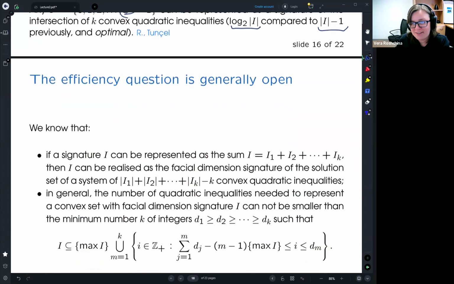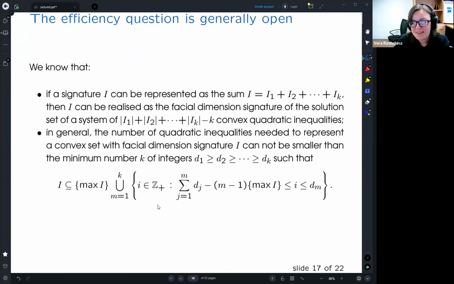And an open problem is to find the smallest number of convex quadratic inequalities that can represent a convex set with a given dimension signature. So we know something. For instance, if that integer set can be represented as the Minkowski sum of some other integers, then we know that we can realize this signature as the solution of that many convex quadratic inequalities. So it's like an upper bound, right? So we don't know if we can do better.